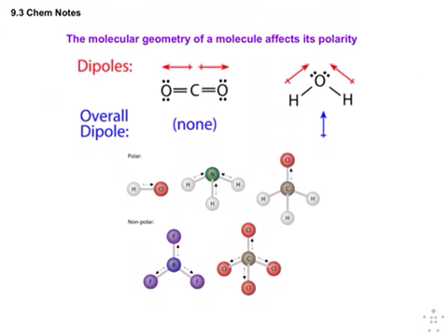So the molecular geometry of a molecule will affect its polarity. If we look at this particular compound, the dipoles: oxygen is the more electronegative element, so it's pulling the electrons away from the carbon. Do we understand these diagrams? We can read that? Okay.